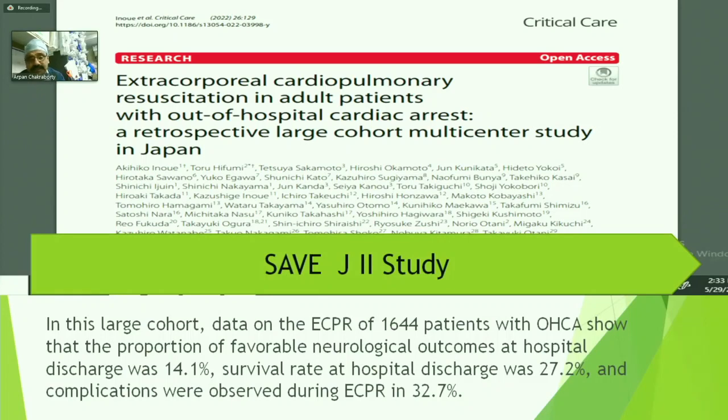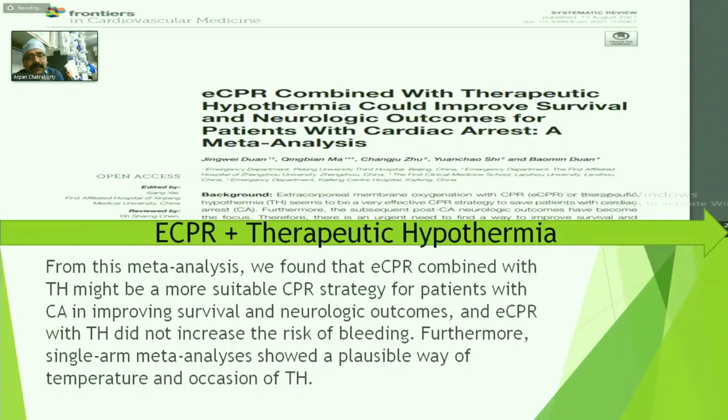And if you add therapeutic hypothermia to ECPR, that is a more suitable strategy, they found it improved survival and neurological outcome compared with ECPR without hypothermia. The traditional thinking is that hypothermia will increase bleeding, but it has not contributed that much.